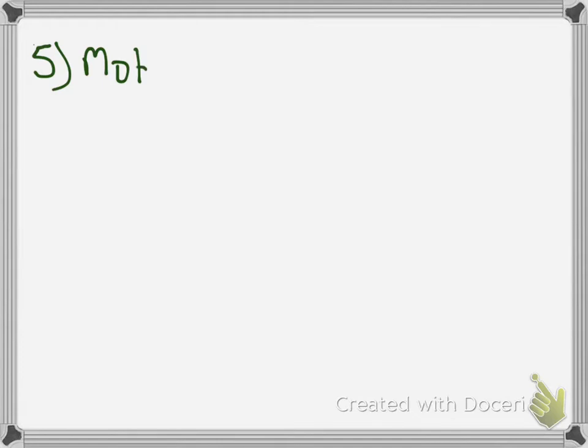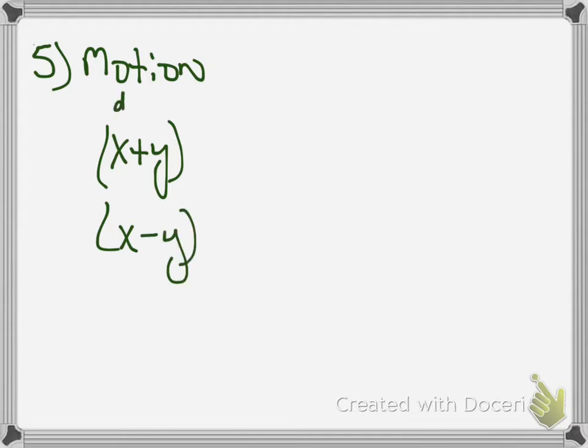Number 5 is a motion problem, and with motion problems you always have an x plus y, x minus y. The x plus y is the downstream or with the wind. X minus y is the upstream or against the wind. In front of those parentheses should be time amounts, and in back should be distance. So when I say I go 30 kilometers in 3 hours downstream, 30 kilometers is a distance, that's at the end, time, hours goes in front.